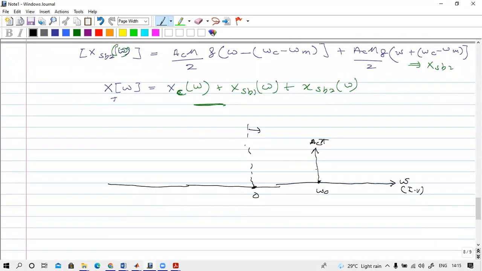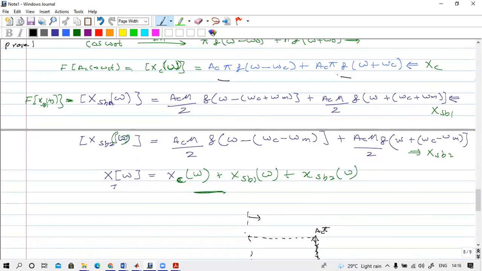In the previous session also, I told you that this A_C pi is not the height. It is not this height, it is the area of this impulse. If you can remember signals and systems fairly, you should remember it. A_C pi is the area of this impulse function.